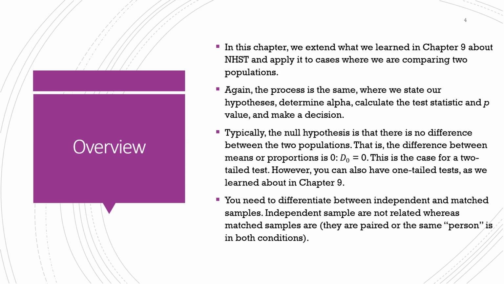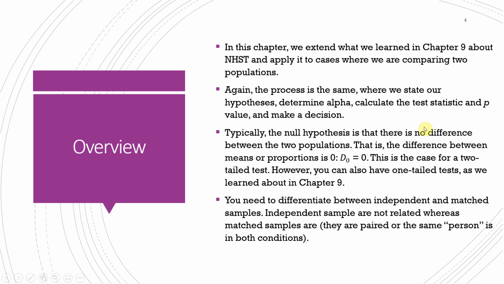one population. Now in chapter 10, we're doing the same process. We're still using null hypothesis significance testing, but this time we have two populations, so we're comparing two different populations. So maybe males and females, or sales in region 1 and sales in region 2, right? So we're comparing two populations now instead of just one. Again, the process is the same.